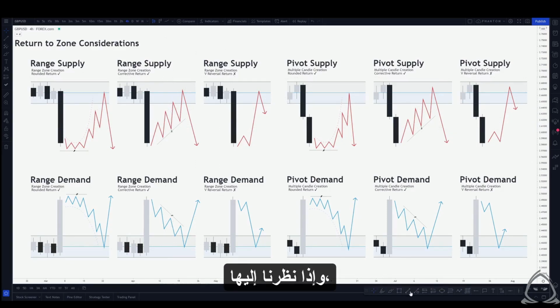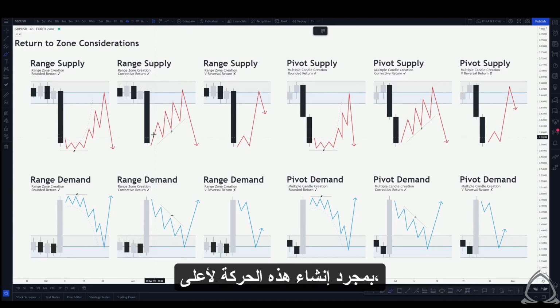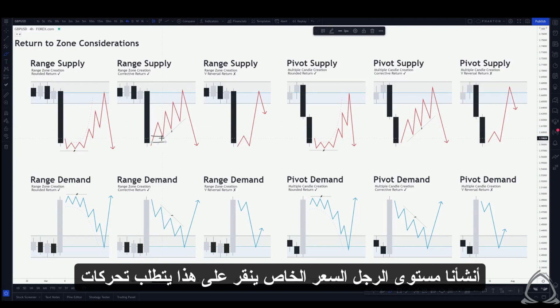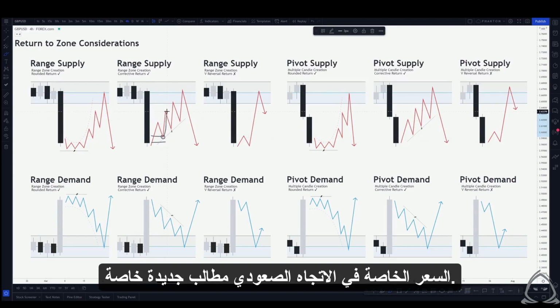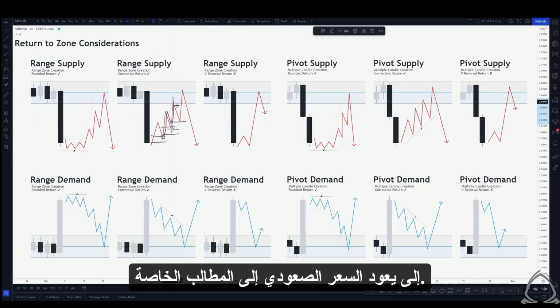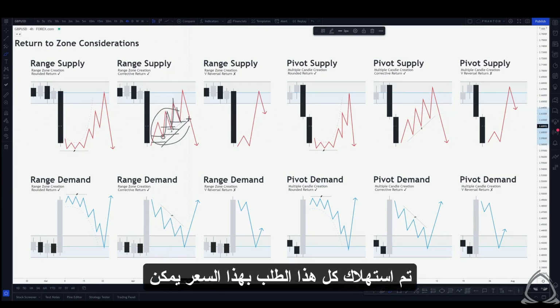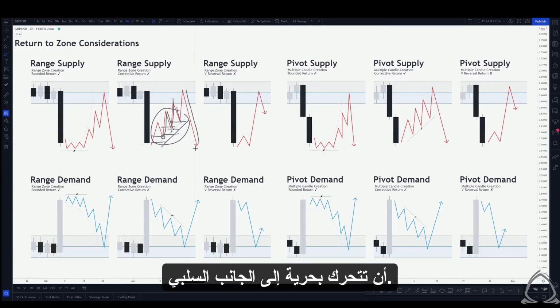And if we're looking at it from a basis of supply and demand on a more fractal level, once we create this up move, we create a demand zone, price taps into that demand zone, price moves to the upside, creates a new demand zone, we tap back in, we create a new demand zone. Once price moves to the upside, price returns back to that demand zone. And by that point, all of this demand has been consumed so that price can freely move to the downside.